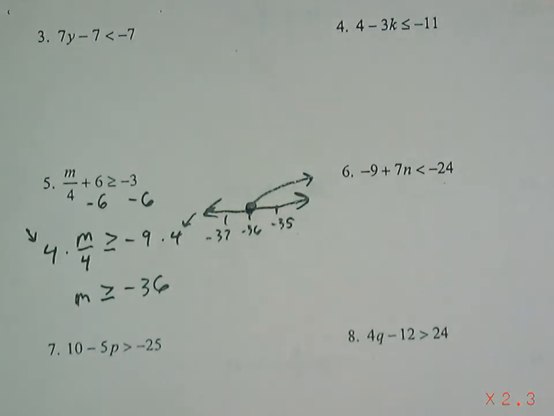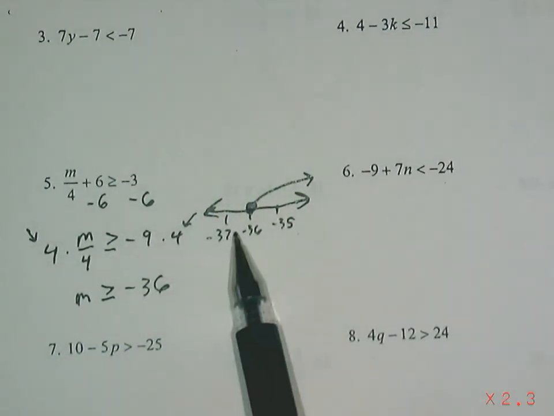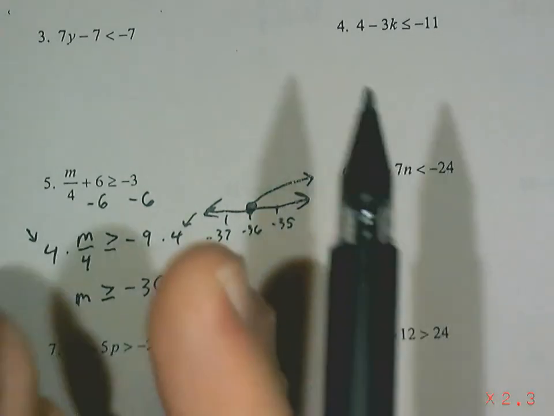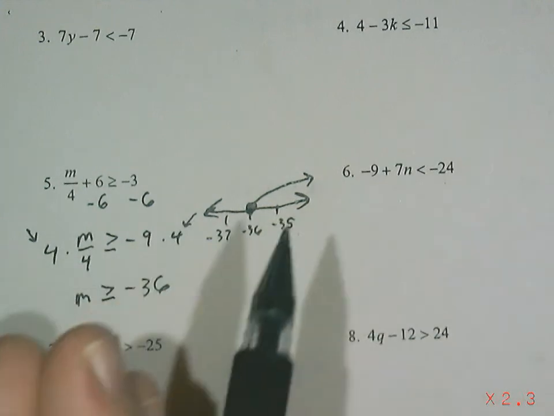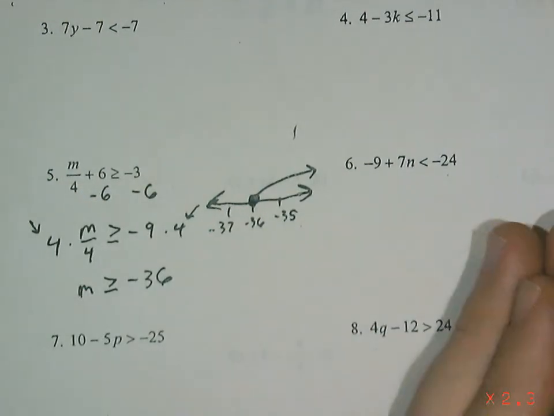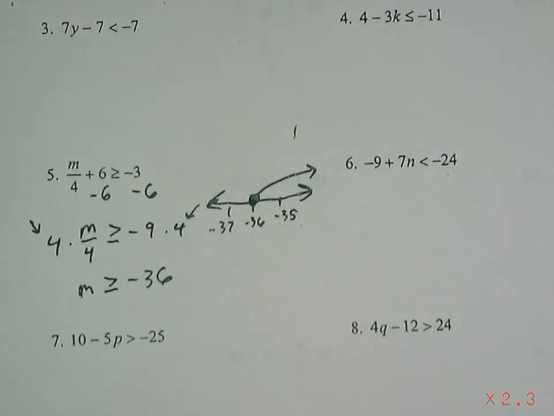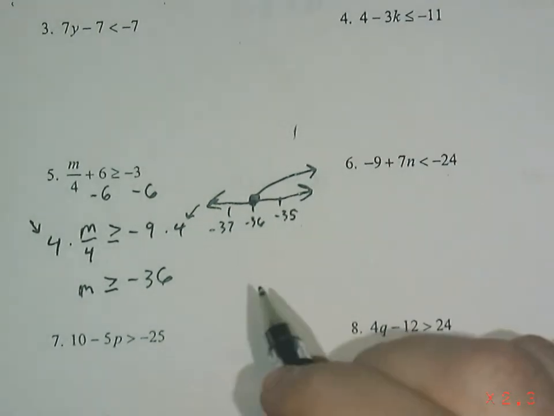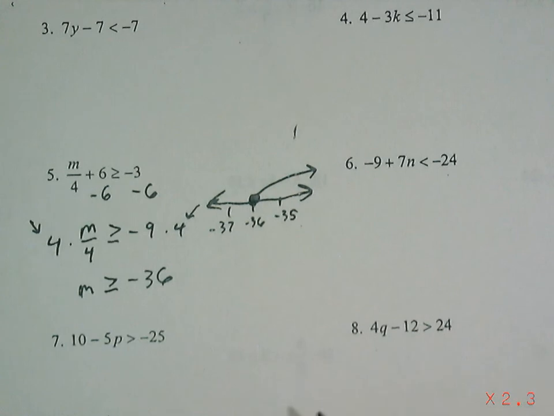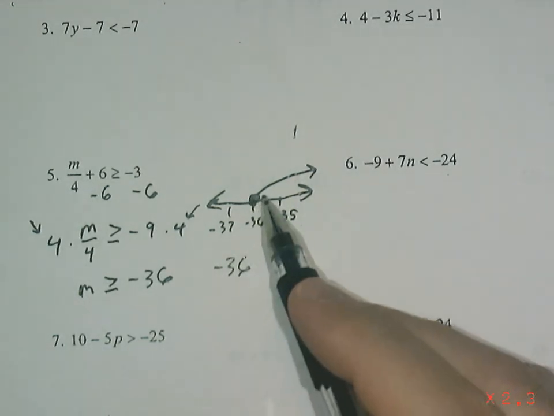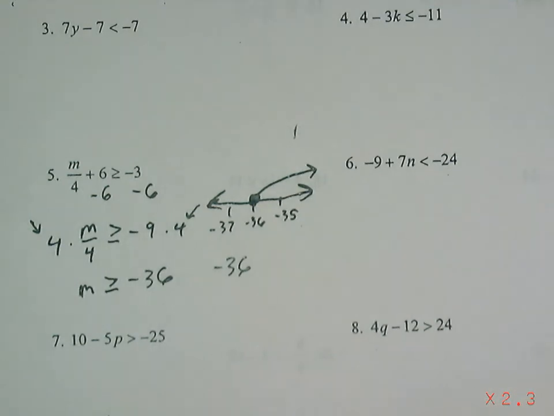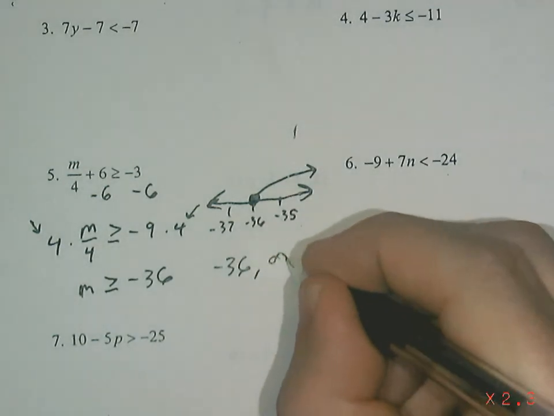Okay, and then when I do my interval notation, what's the least number? And you always have to do least number first, then greatest number. Remember, least first, then greatest. Again, that's kind of how we show what the interval is. So if the least number is negative 36, that'd go first. And then the greatest number keeps going on forever. That's going to be infinity.